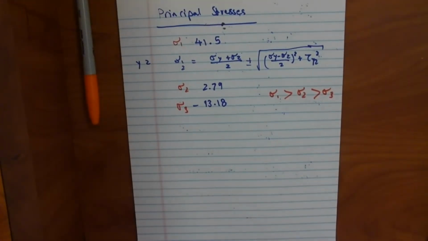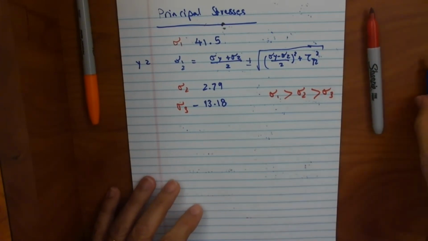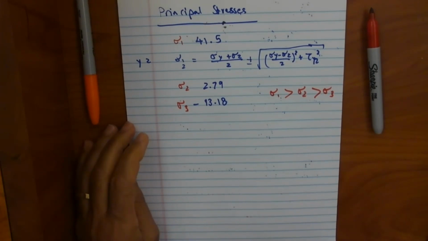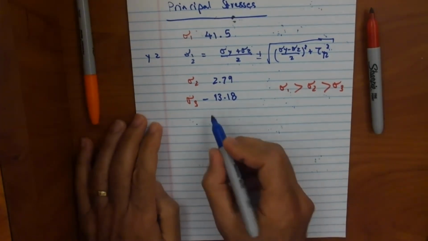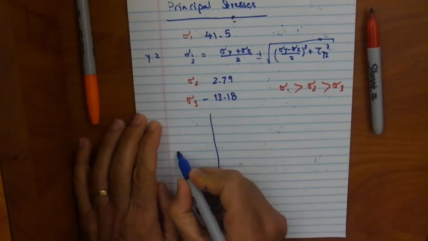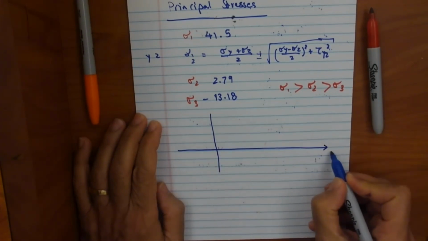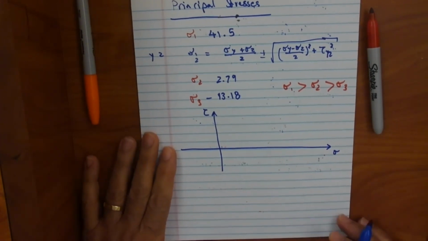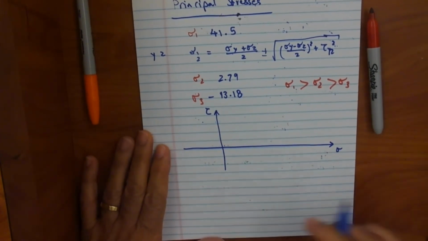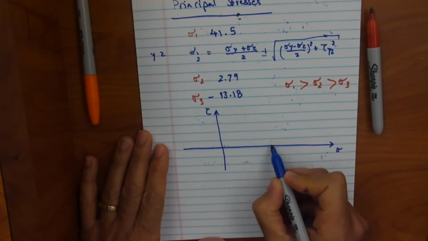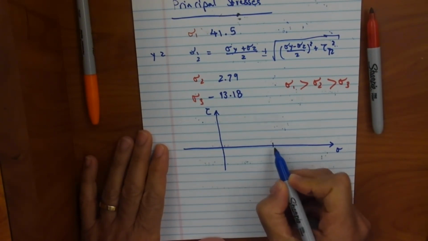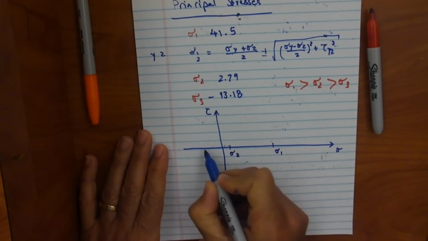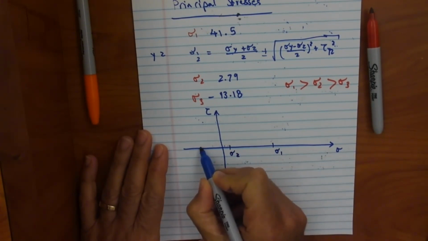And I can use these stresses to plot 3D Mohr circles. And remember, Mohr circles are plotted on the sigma-tau plane. So in the sigma-tau plane, I'm going to show my principal stresses. Here is sigma 1, here is sigma 2, and here is sigma 3.